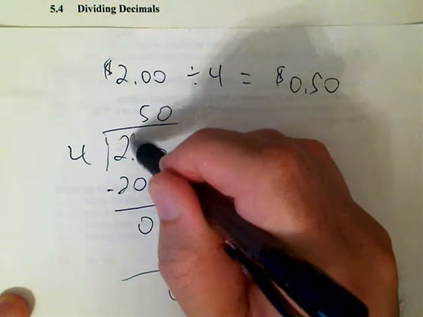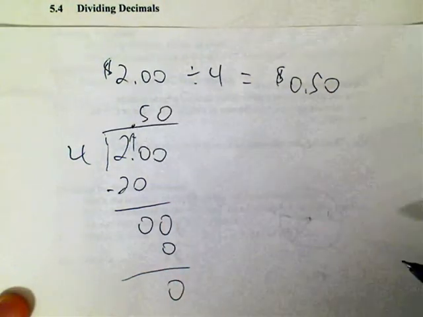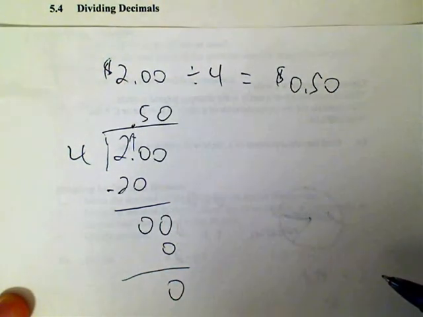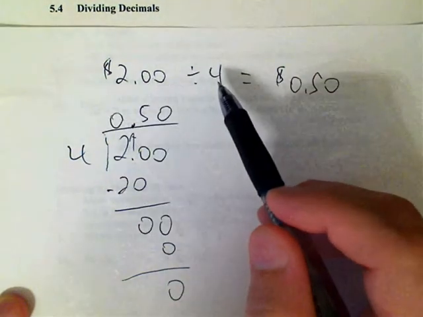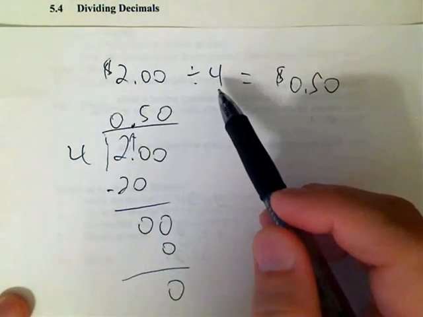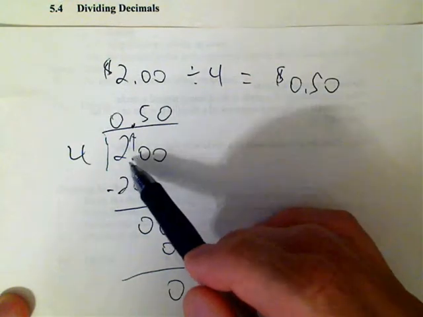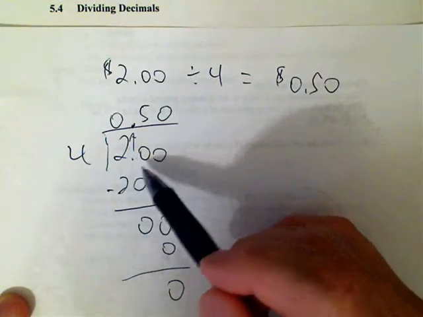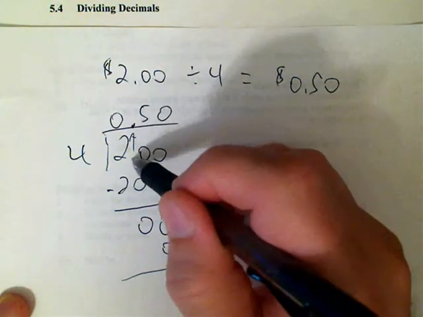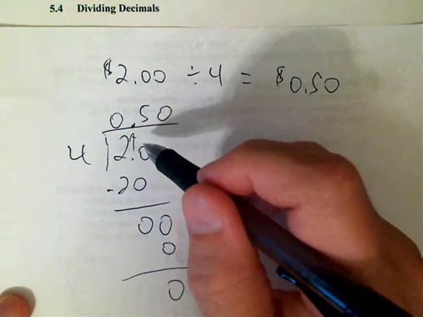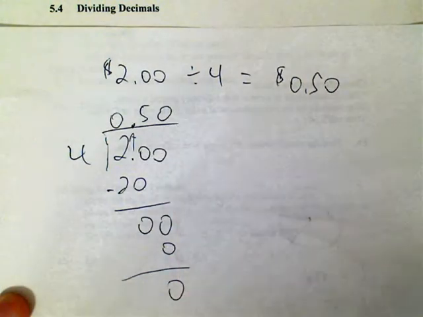Well, all we do is move it straight up. So what that's saying is, when you're dividing by a whole number, the decimal stays where it's at in the dividend, and then from there we move it straight up. So in other words, the decimal doesn't change its place.